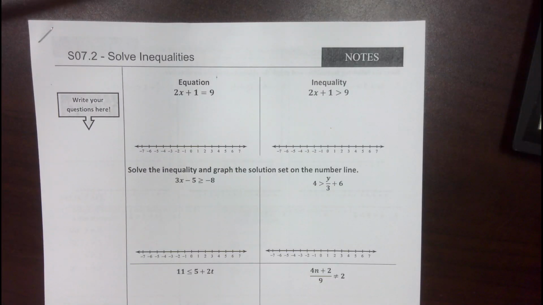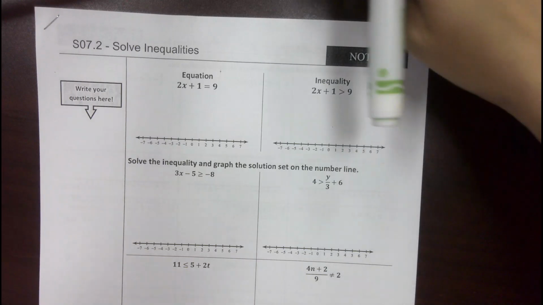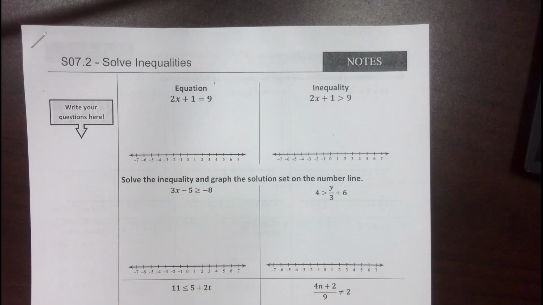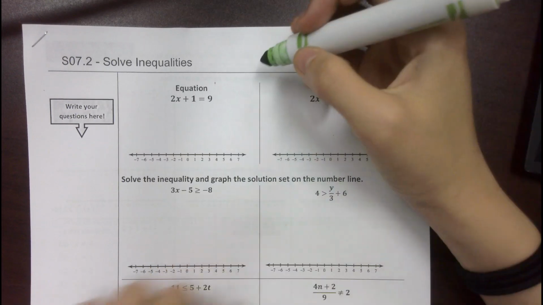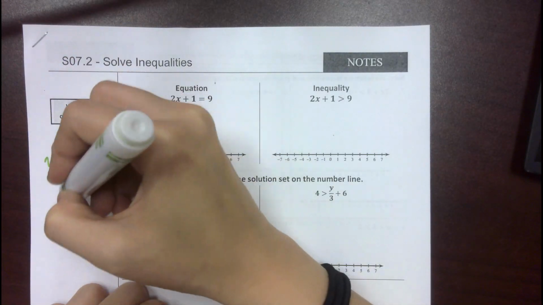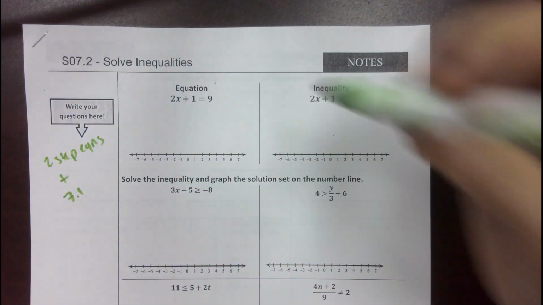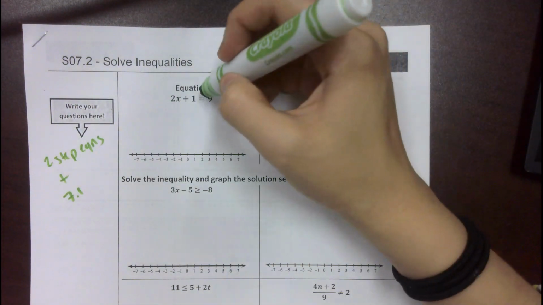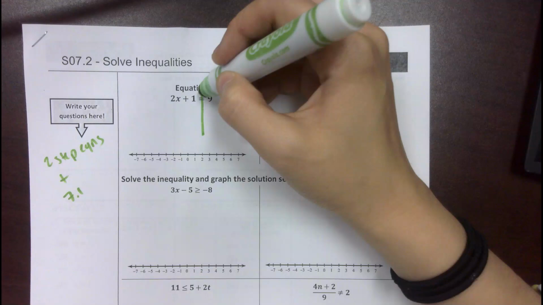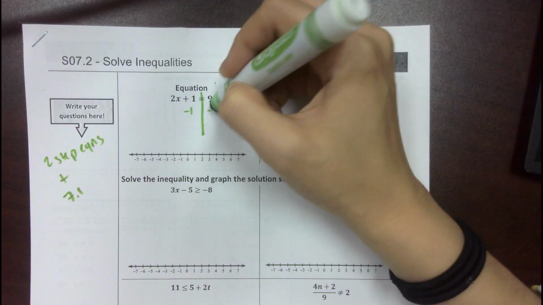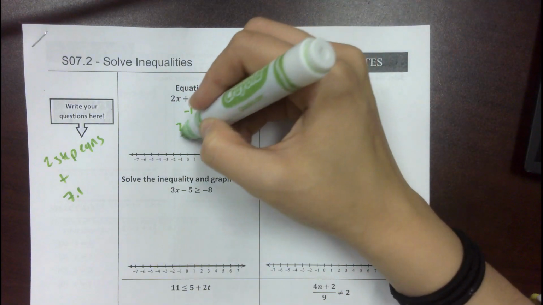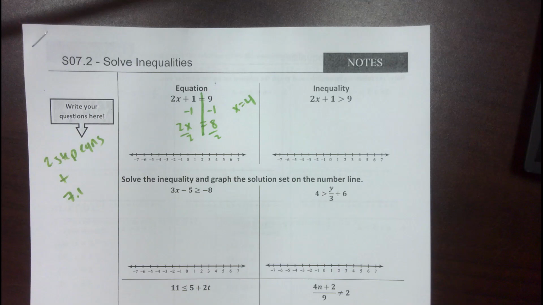All right, today we're going to solve inequalities. So it's like a mix of graphing inequalities and two-step equations, plus 7.1, right? Okay, so let's go back to our equations. When we're solving, we're trying to get x by itself, so we subtract 1 from both sides. We get 2x equals 8. And then we divide both by 2, we get x equals 4.